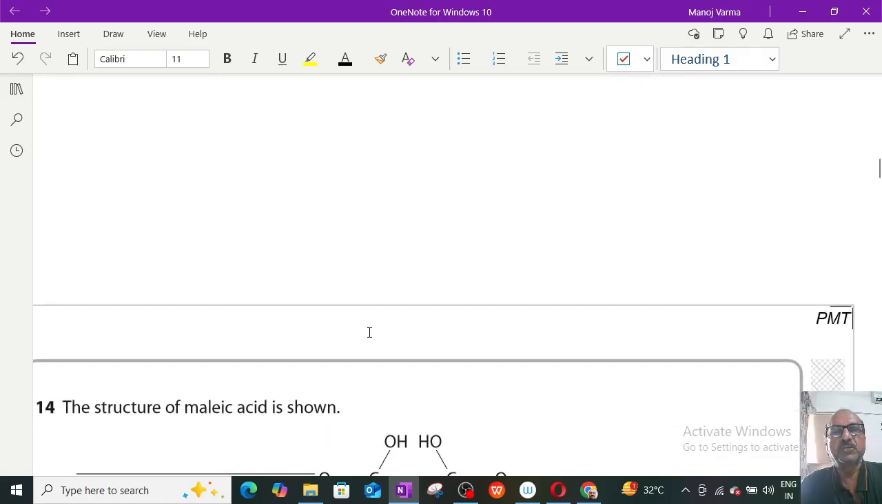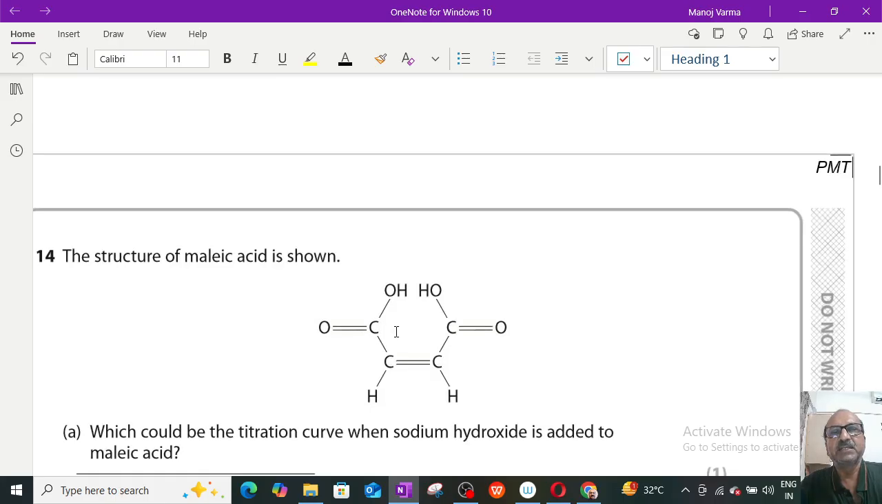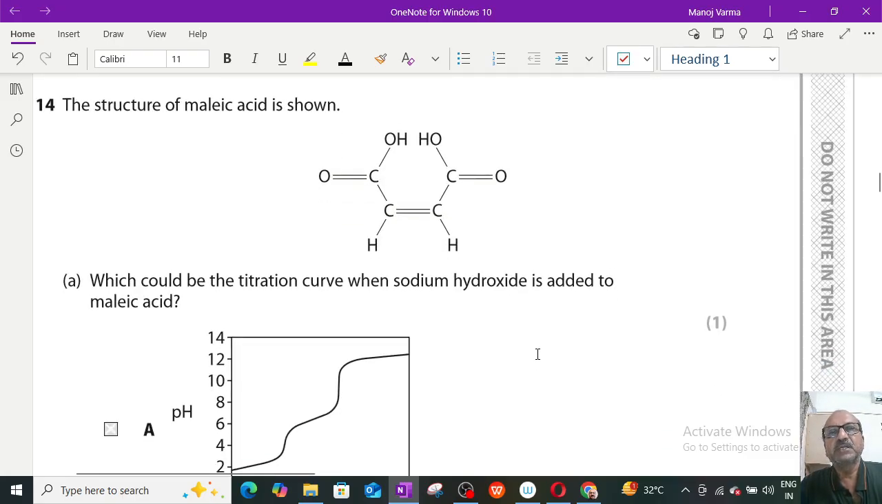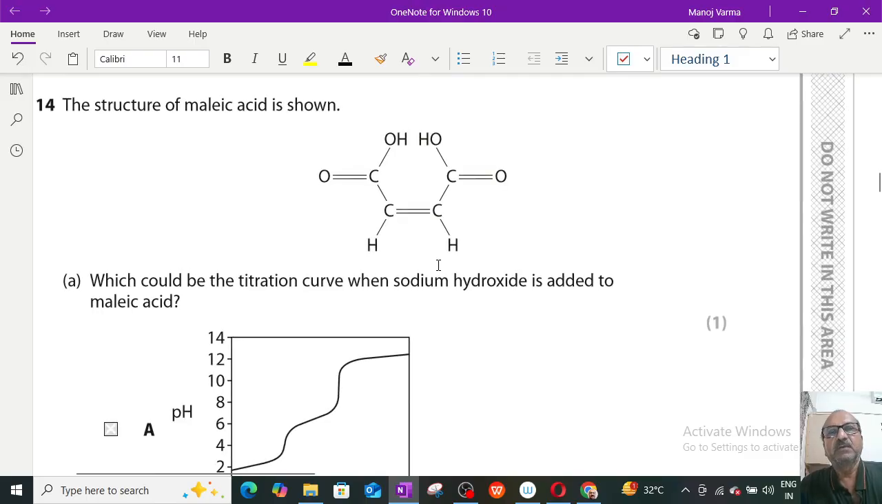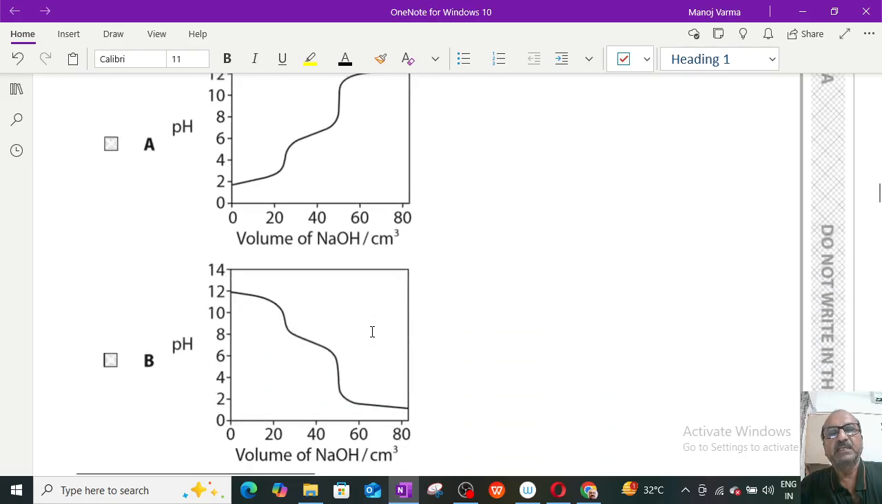Now we go on to some other questions. The structure of malic acid is shown. Which could be the titration curve when sodium hydroxide is added to malic acid? The point to be noted is that malic acid is a diprotic acid because it has two carboxylic groups. So it's a diprotic acid, and therefore such a titration has two humps.